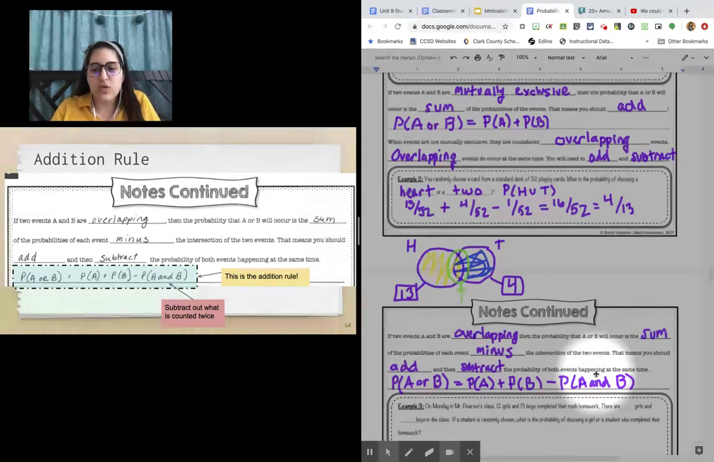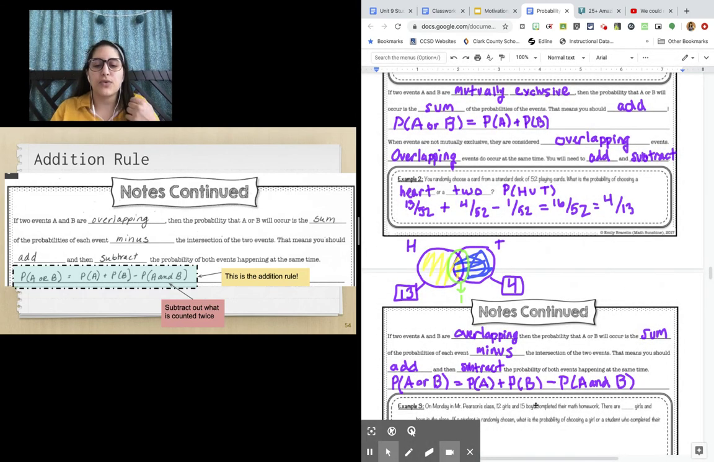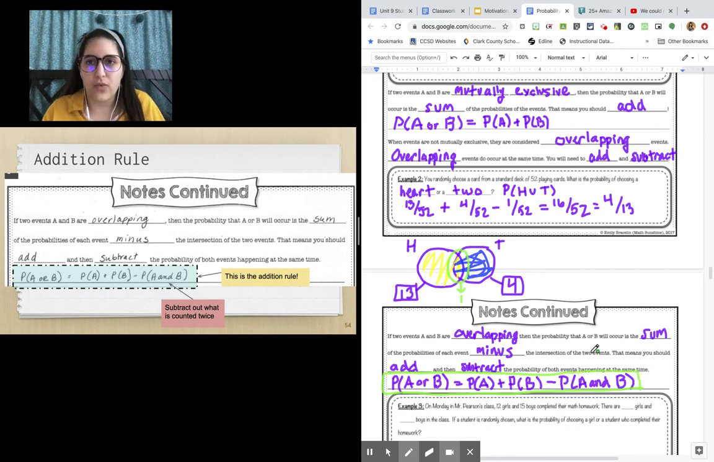So if you subtract 0, that means that part would just go away, and then you're left with the same equation that you had up here for the mutually exclusive events. Okay, so it's the same type of stuff, right? But this is the one that you want to remember, though. This is the really, really important one because that's the general equation, right? That's what will work every single time, no matter what the problem is.